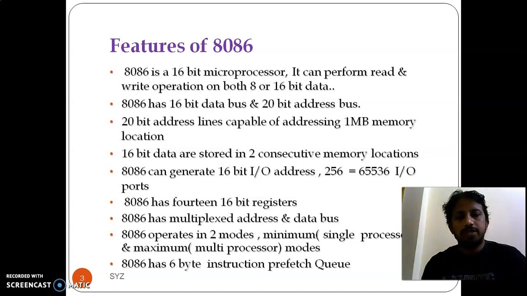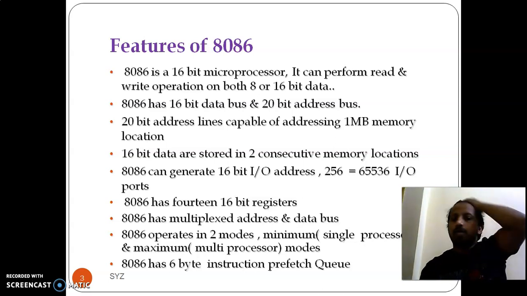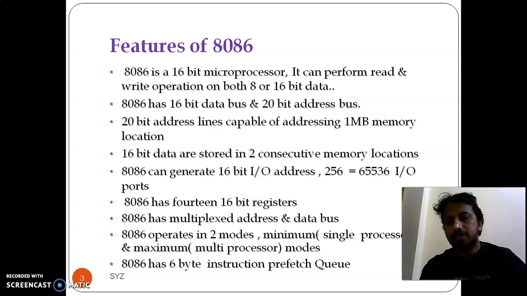Here 16-bit data is stored in 2 consecutive memory locations, because each memory location is of 1 byte. So if you have data of 16 bits, it would be stored in 2 memory locations. Next, 8086 has a 16-bit IO bus, the input-output address bus. With this 16-bit bus, you can address up to 64 KB. So memory is clustered into 64 KB segments.